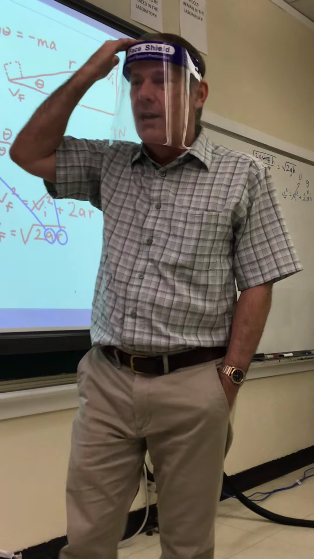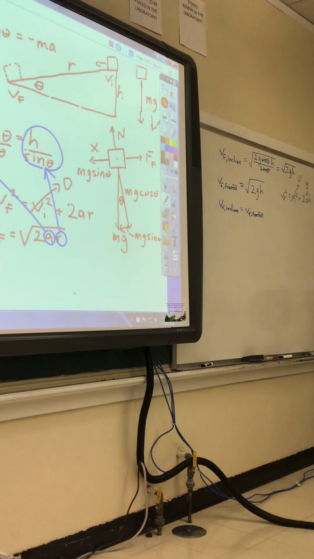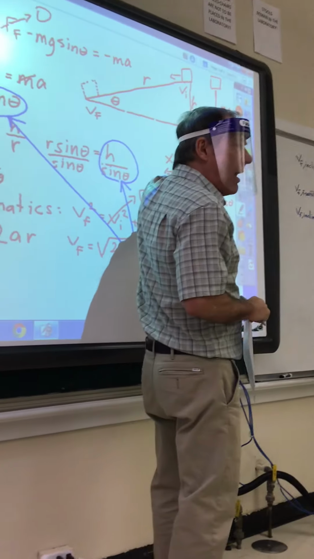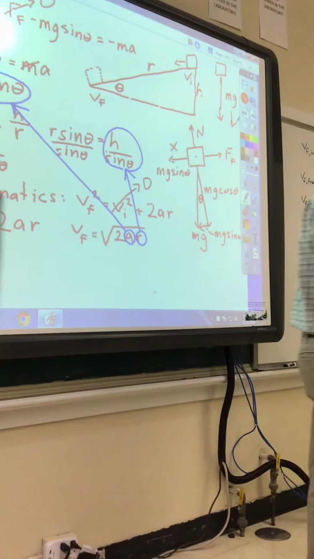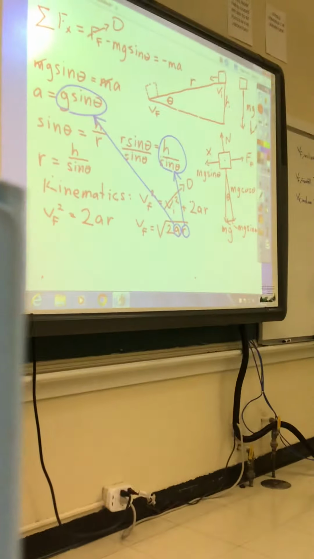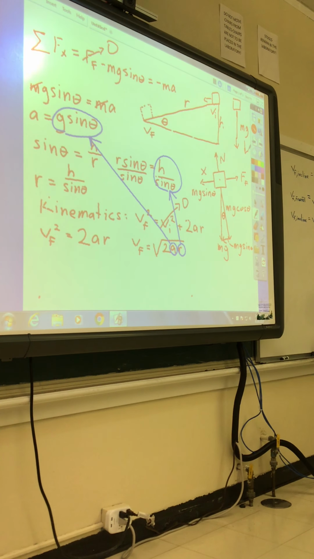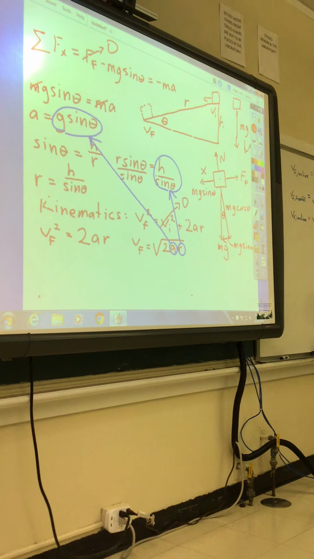Now, question. Does it take the same amount of time? Is this one going to hit the bottom at the same time that this hits the ground? And how would we figure that out? Well, obviously we're going to use another kinematic expression, because that's kind of what this problem is about. So let's look at that.